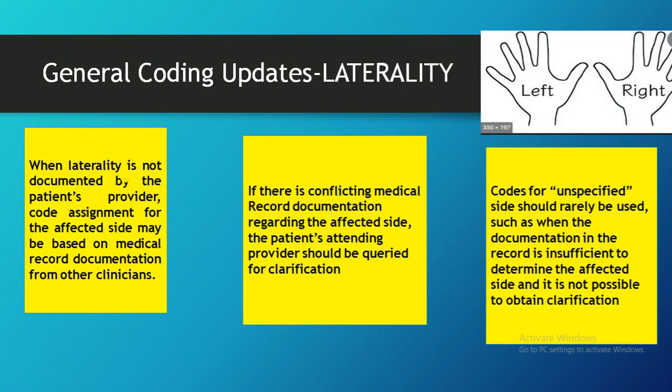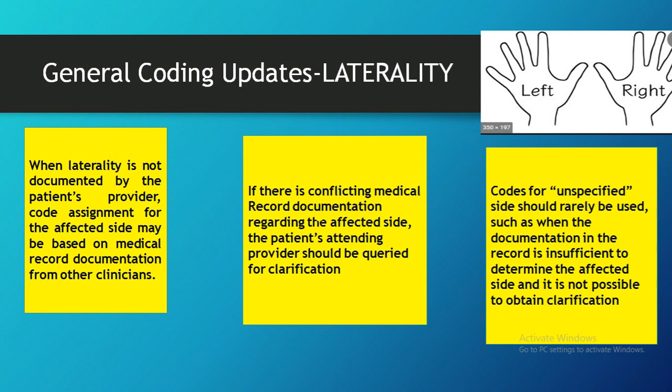Next, we'll see the coding update of laterality. In the medical report, a patient is having hand pain. Suppose the provider is not documenting the laterality, nothing but which side the hand pain is affected, whether it is left hand pain or right hand pain. If it is not documented, in those cases the medical record documentation can come from another clinician. Any other clinician, other than the patient's provider, can update whether it is right hand or left hand.